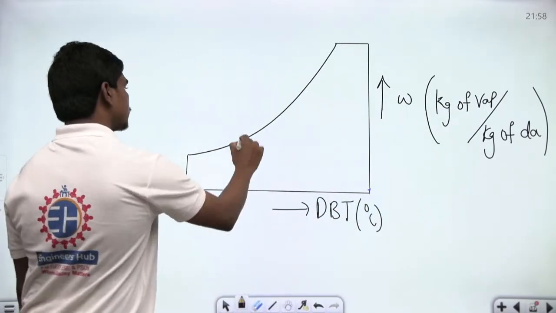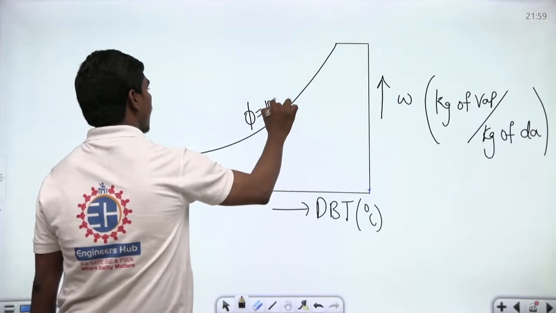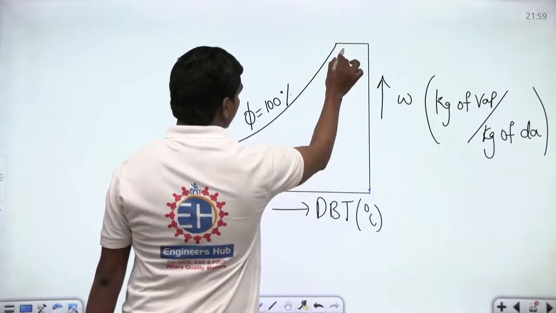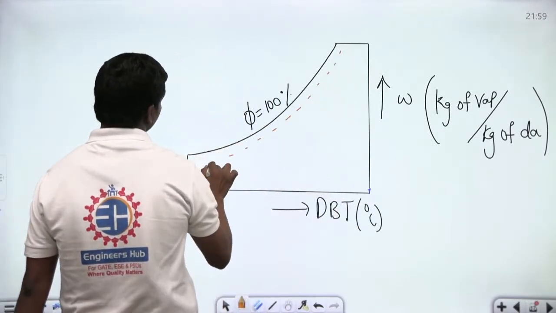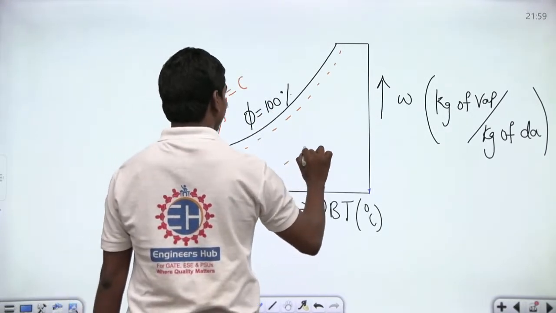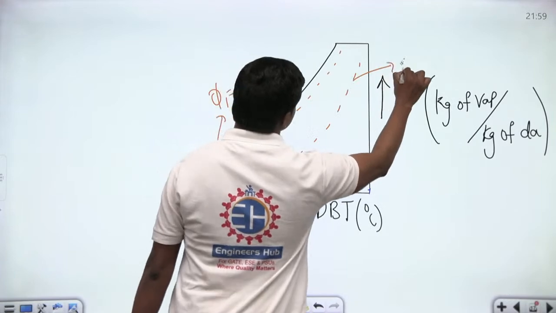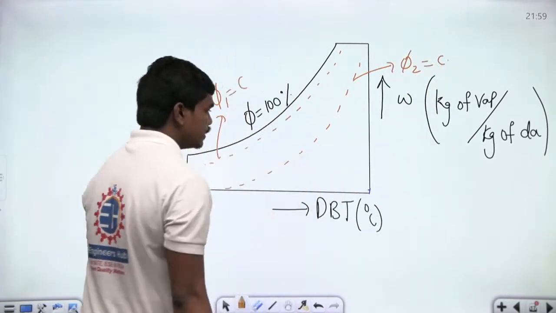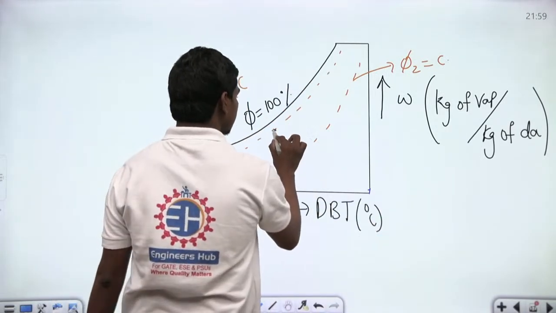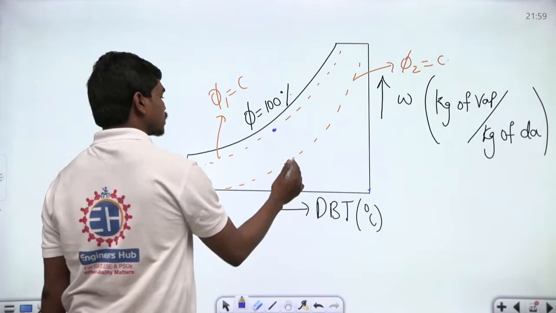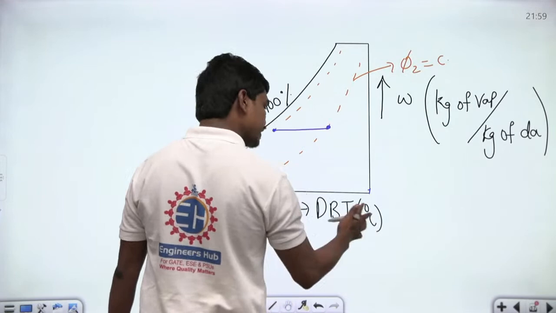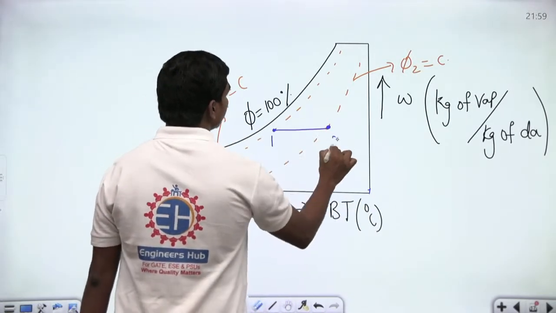Okay, now you know this is your phi equal to 100% line, and if you try to draw other lines in this chart, if this is your phi 1 equal to constant, and similarly this is your phi 2 equal to constant. Now there is some sensible heating, correct? So during sensible heating, it's obvious your temperature increases, but your specific humidity doesn't change, correct? Because there is no water vapor being added to the system. So without changing any omega, your temperature increases. This is known to us, correct? So from 1 to 2, this is the state.